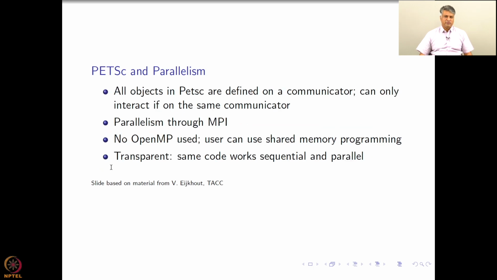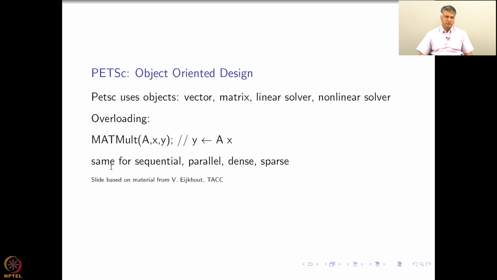So all PETSc objects are defined on the same communicator and can interact only if they are on the same communicator. Remember, when we initialize the MPI program, we define a single communicator. All the parallelism is through MPI. There is no OpenMP that is there, but you can still use shared memory programming in the distributed mode by running all the MPI processes on the same code. The same code works because you're writing at a much higher abstraction level, the same code works in sequential and in parallel modes. So it's an object-oriented design.